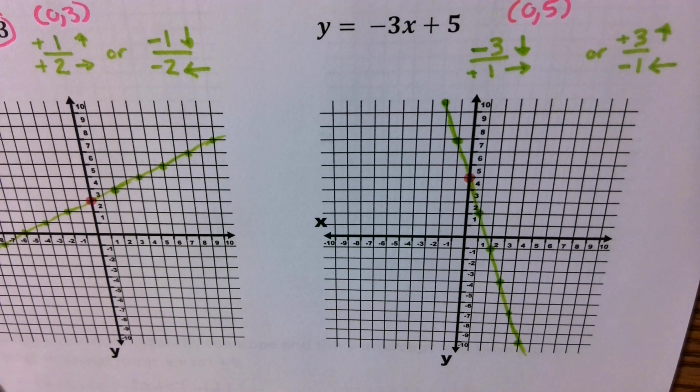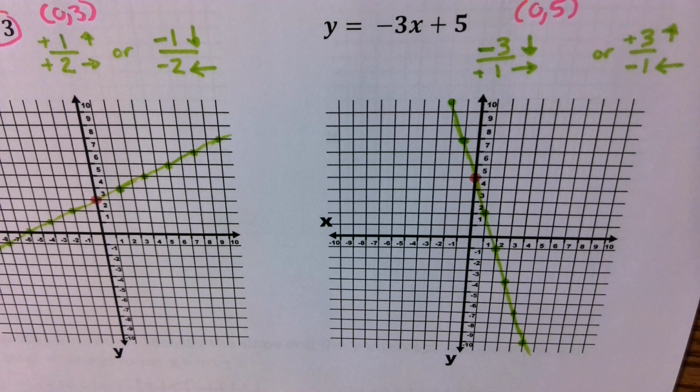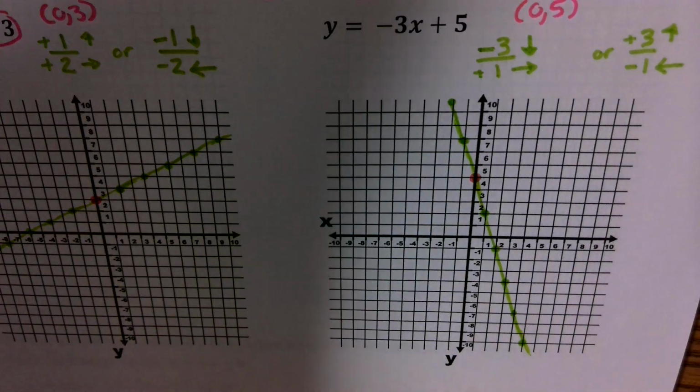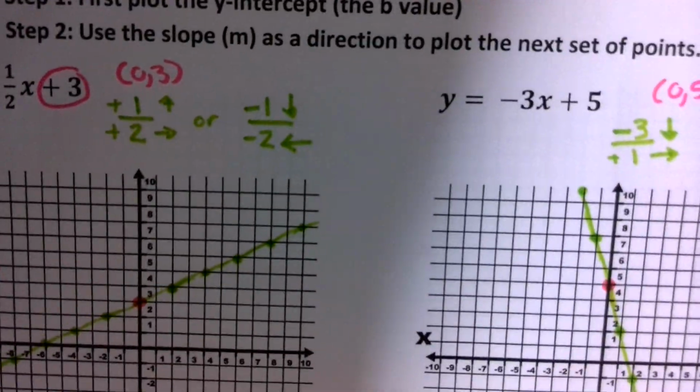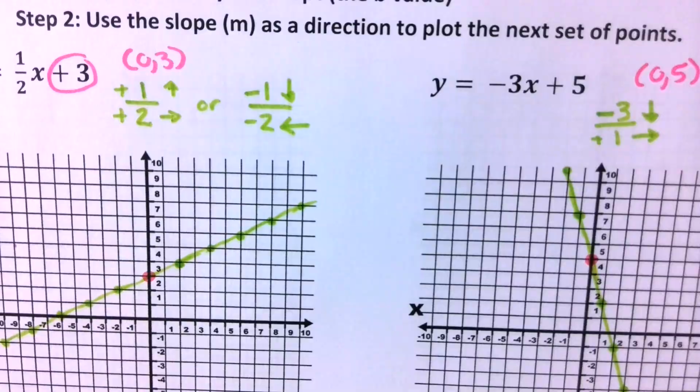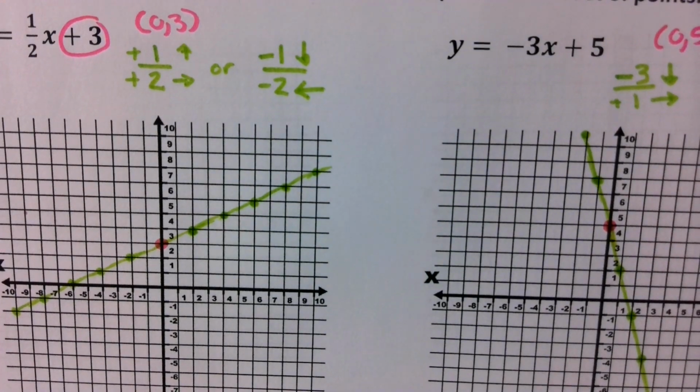Okay, I want you guys to try the bottom two, the y equals 2x minus 4 and the y equals negative 2/3 x minus 1. I want you guys to try both of those on your own. Do both of them on your own.